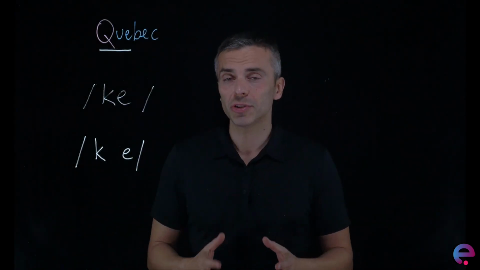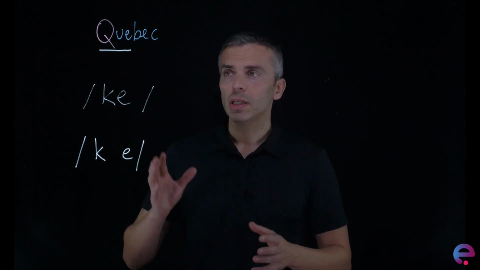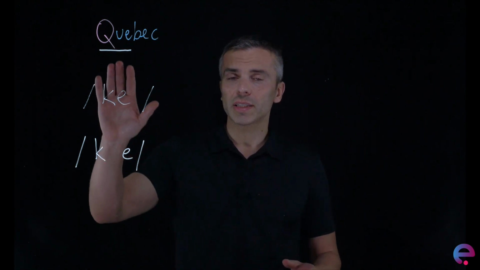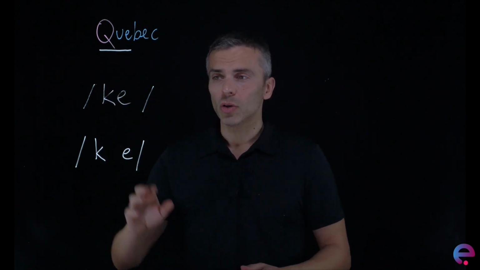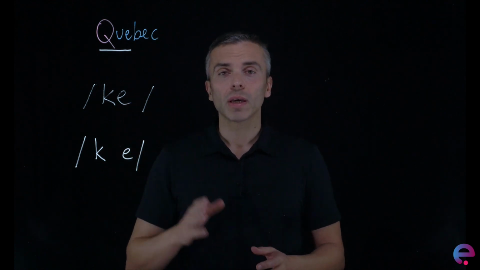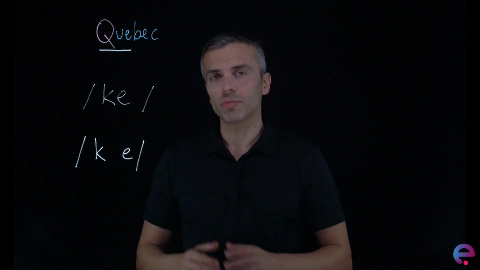Now, a special mention about Quebec. Because it is a French name, it enjoys French pronunciation. And that means that in the first syllable, we will have two sounds, k and e, ke, ke. And that's one way of pronouncing it.